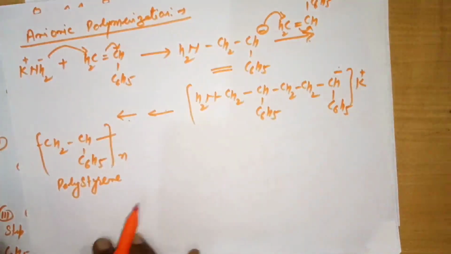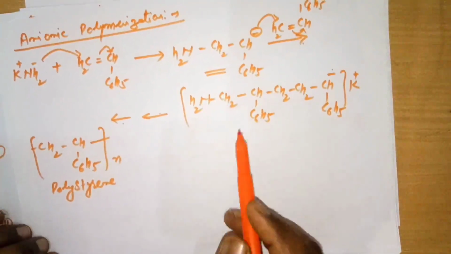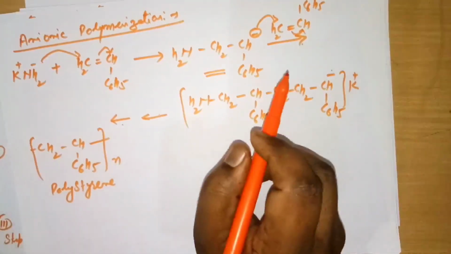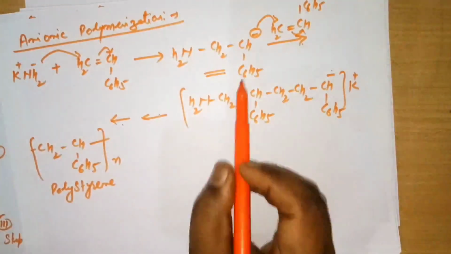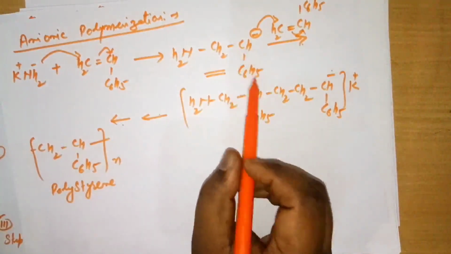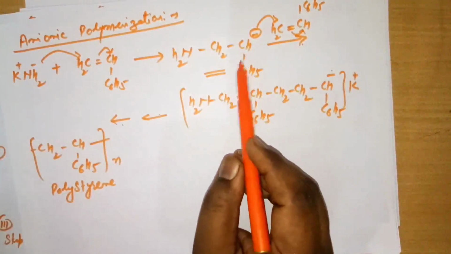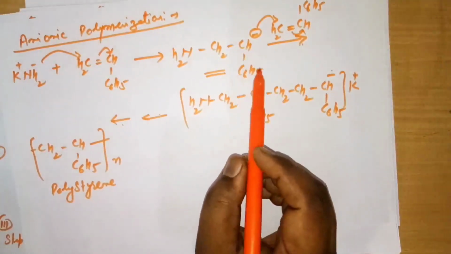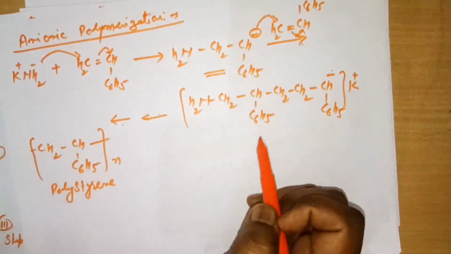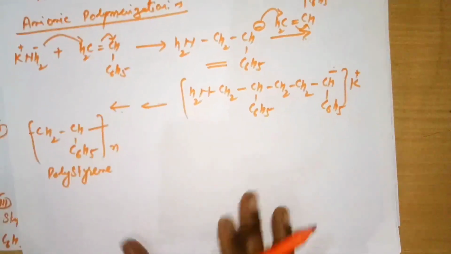So we discussed here that addition polymerization, which is also called chain growth polymerization, occurs through three types of mechanism: free radical mechanism, cationic or carbocation mechanism, and anionic mechanism. Thank you.